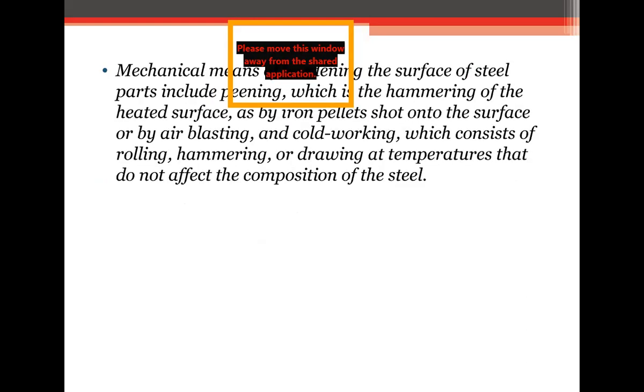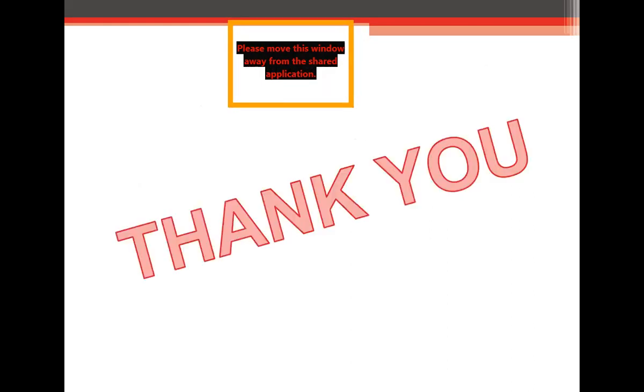Mechanical means of hardening the surface of steel parts include peening, which is the hardening of the heated surface by iron pellets shot onto the surface by air blasting, and cold working, which consists of rolling, hammering or drawing at temperatures that do not affect the composition of steel.